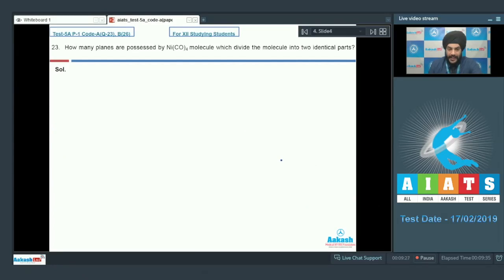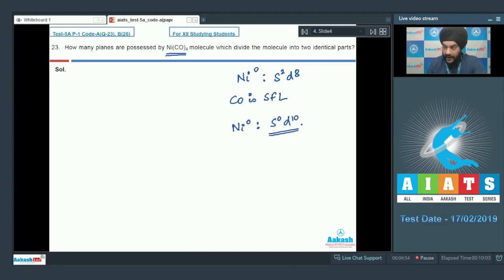Question number 23. How many planes are possessed by NiCO4 molecule which divide the molecule into two identical parts? So students, we have to talk about this complex which is NiCO4. So Ni is present in a state of 0, which means that it has 4s2 3d8 configuration. Now CO is a strong field ligand, so it will cause pairing, and the rearranged configuration shall be 4s0 3d10. So we can see that it has no vacant d orbitals, so the complex has to be sp3 hybridized, which must mean that the complex is tetrahedral.